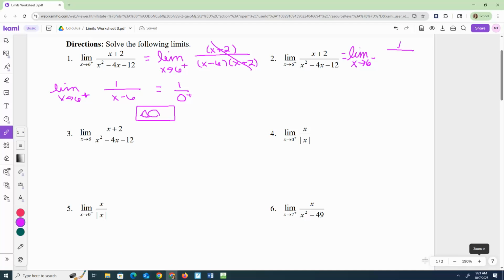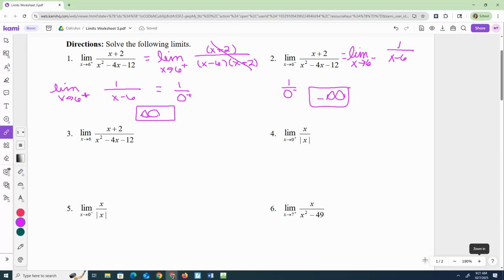2, by the same reasoning, you get 1 over x minus 6, so the top is 1. The bottom is going to 0, but since you're approaching from the left, you're putting in something smaller than 6, so you get a negative. So 1 divided by a smaller and smaller negative number goes to negative infinity.